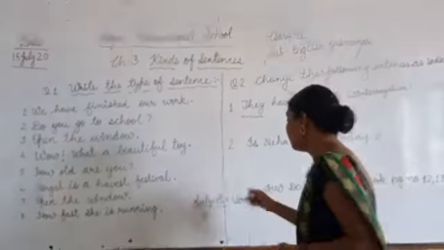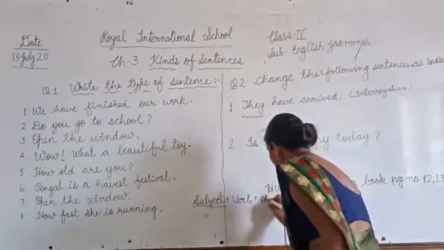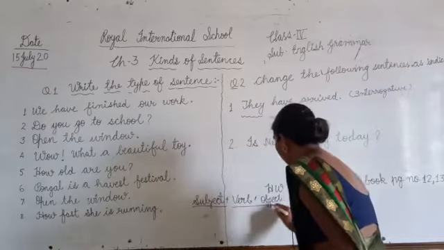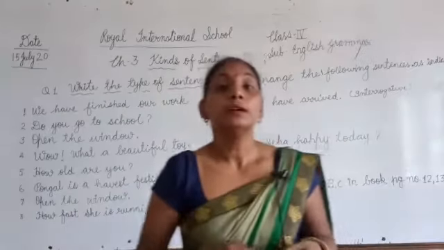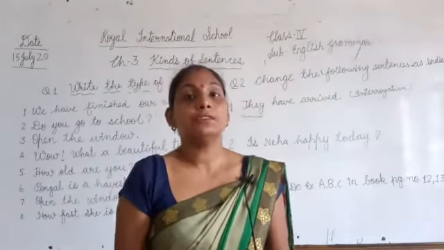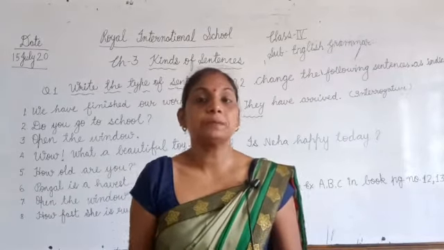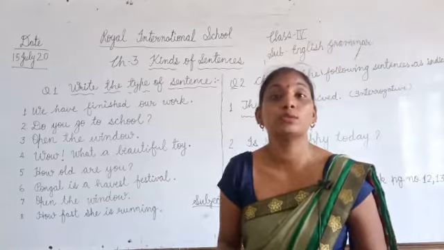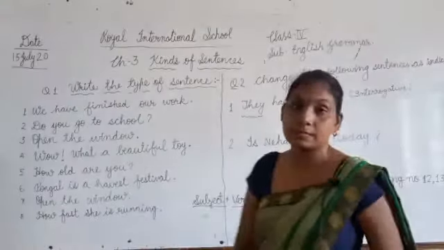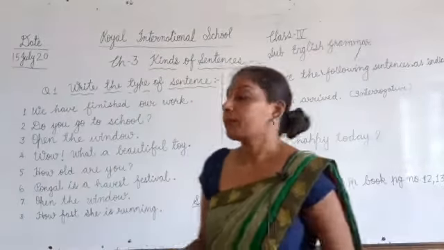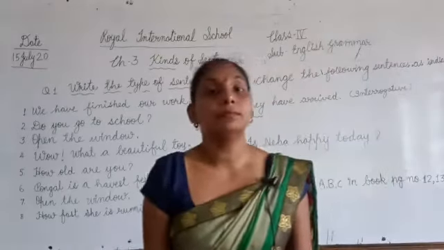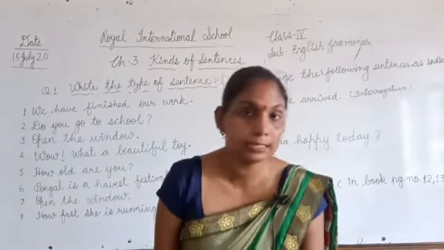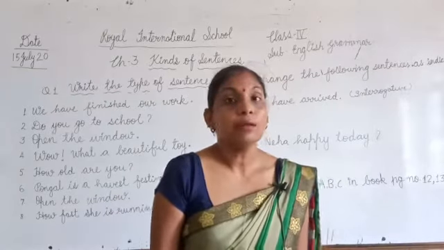The third one is object. Object, beta, is the same as the subject: noun and pronoun we use in the place of subject. Object की जगह पर भी हम noun, pronoun को use करते हैं. Is that clear, students? So, now it is complete.